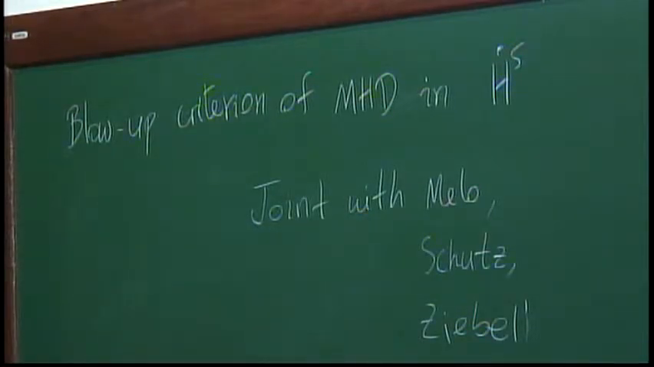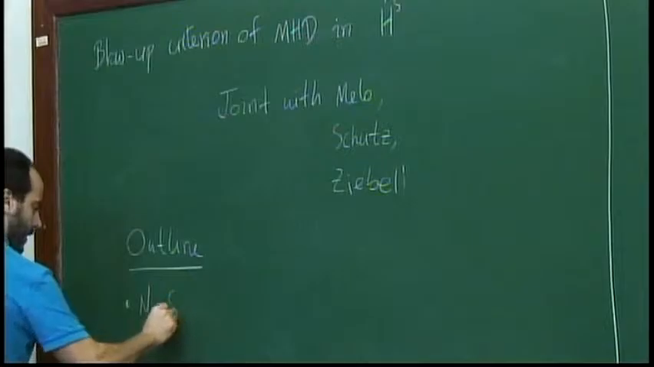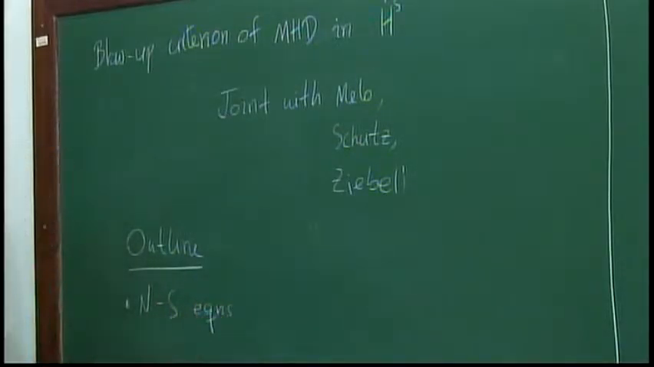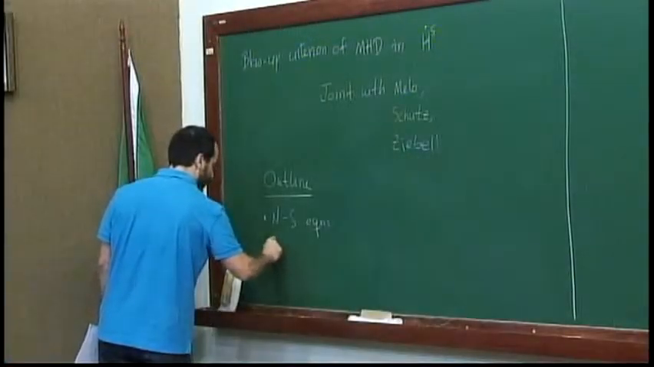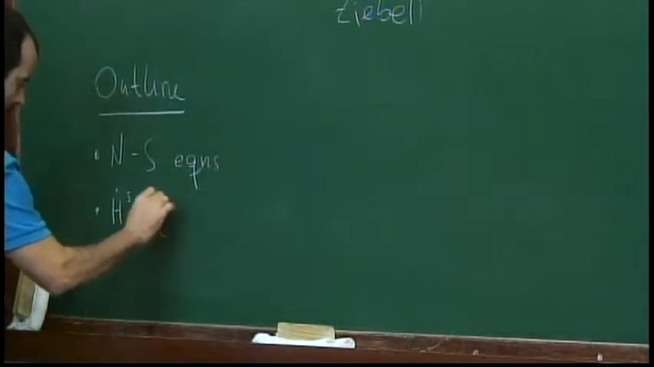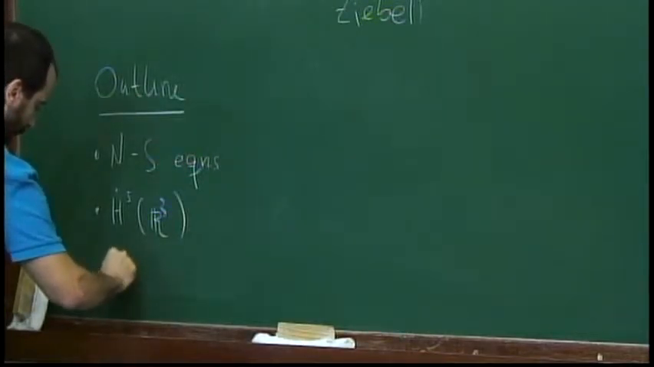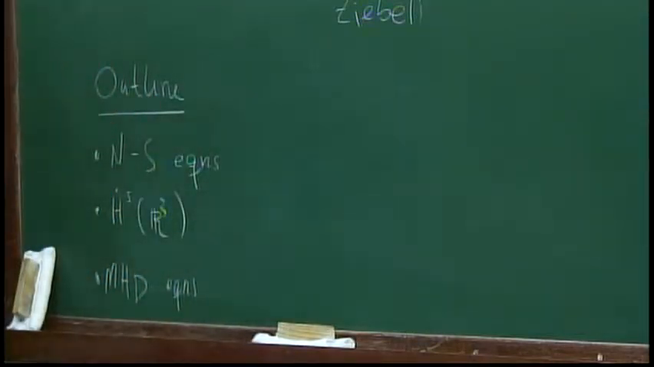The outline of the talk is going to be this. I'll be talking a little bit about Navier-Stokes equations. So first, Navier-Stokes equations, and then I'll state a few results for this system of equations. Then I'll introduce what I mean by H^s, the homogeneous Sobolev space in the whole space R^3. And then I'll talk about MHD, Magnetohydrodynamics, and more specifically about our result in this direction.